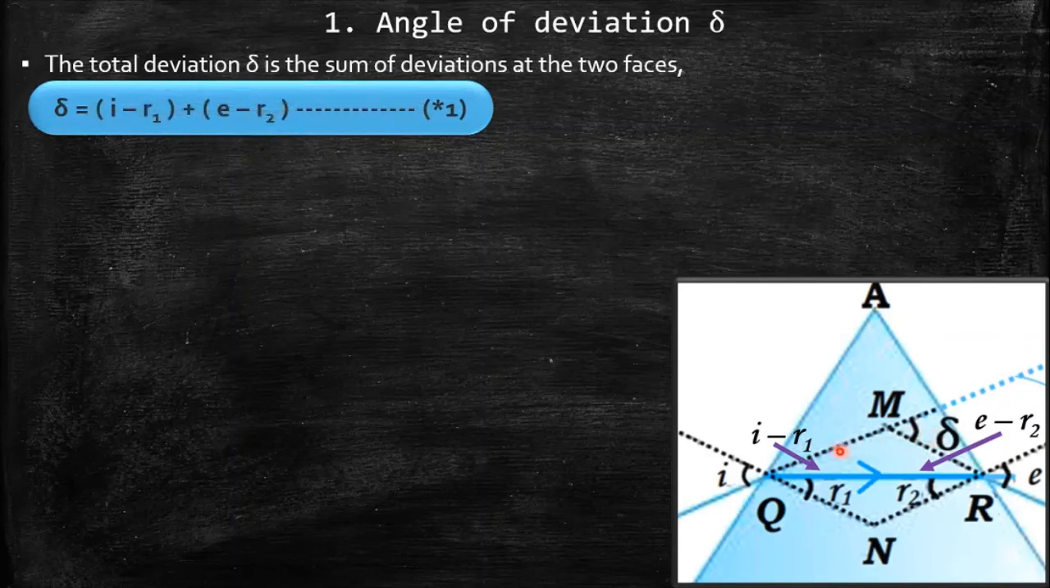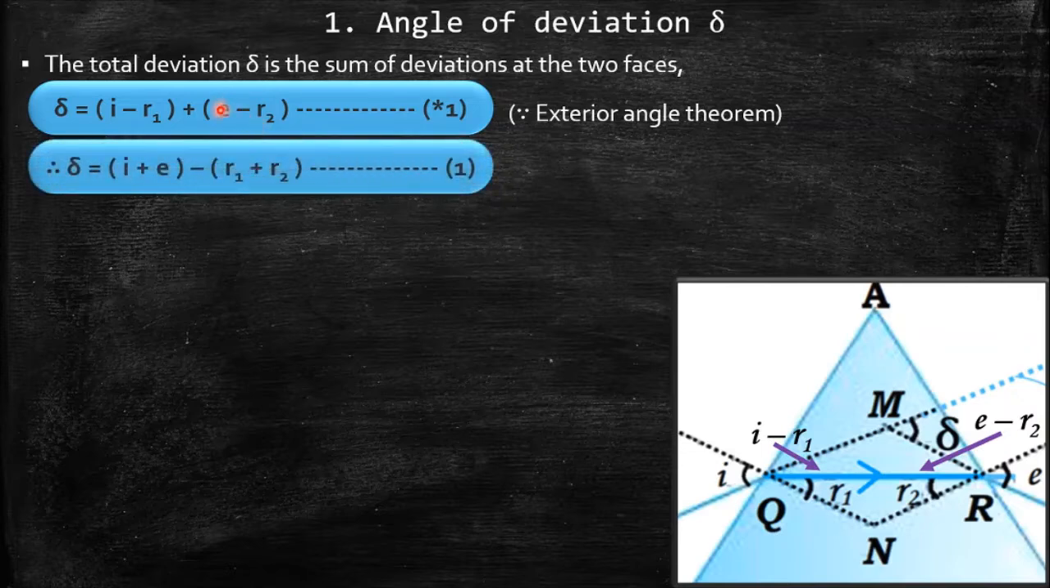Obviously, it is going to be the addition of I minus R1 and E minus R2, as you can clearly see in this equation that I call star 1. Alright. Well, obviously because of the exterior angle theorem. Now, rather than writing this as I minus R1 and E minus R2, can I write it somehow taking I and E on one side and R1s and R2s on the other side? Well, certainly yes.